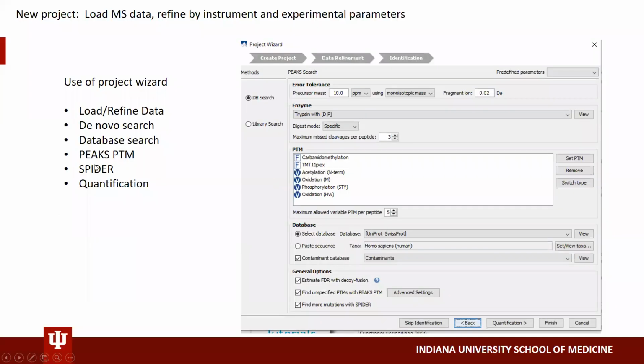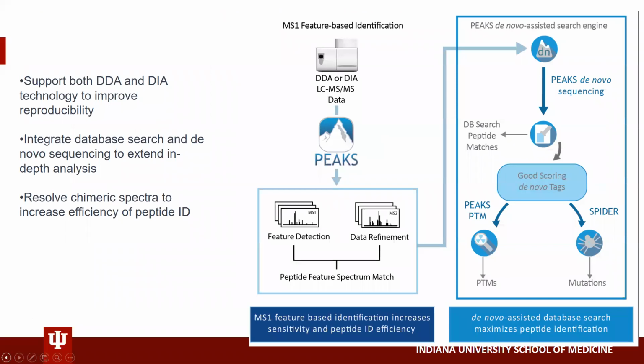So data analysis. This is similar to any other proteomics pipeline where you need to load and refine your data, do some searching, which in this case includes a de novo search initially, followed by a database search, followed by Peaks PTM, Spider, and quantification.